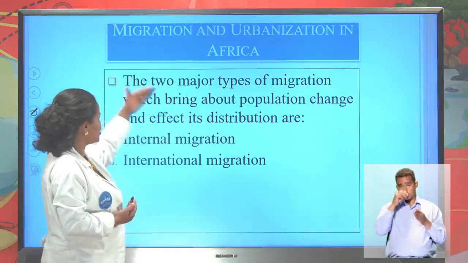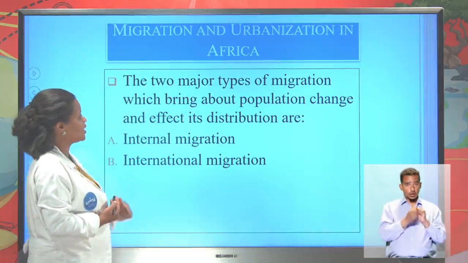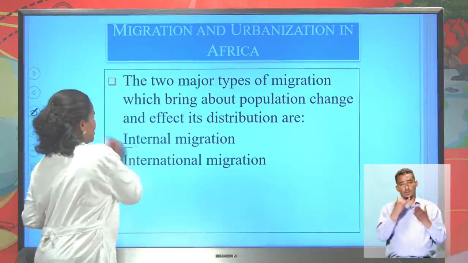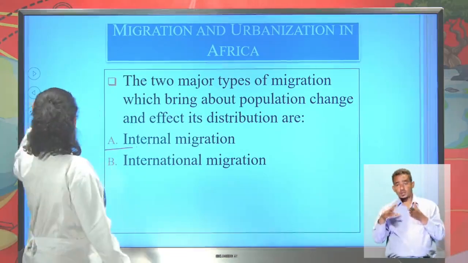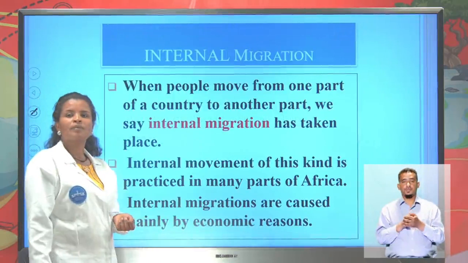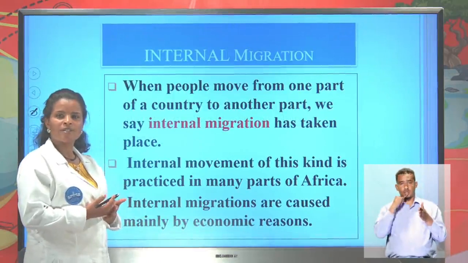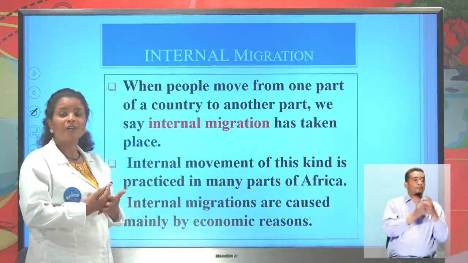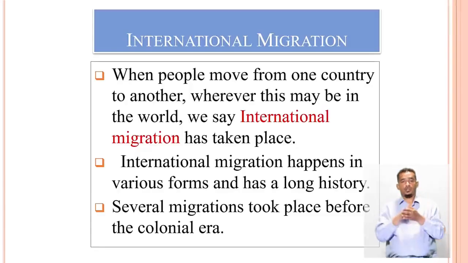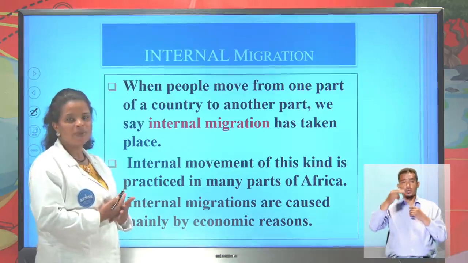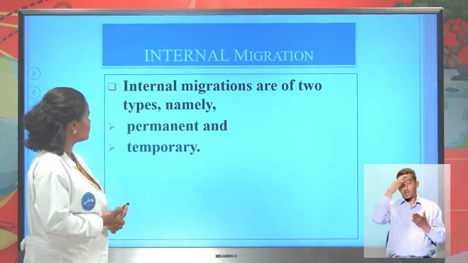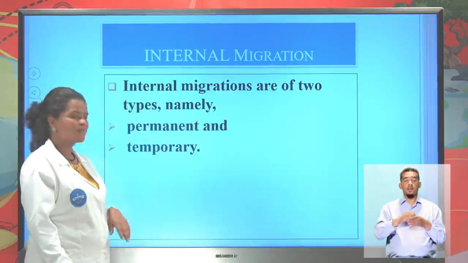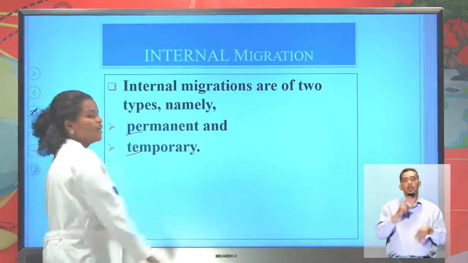The two major types of migration which bring about population change are internal migration and international migration. Internal migration is the movement from one part of the country to another part. We call it internal migration. Internal migration is a common practice in many parts of Africa and is caused mainly by economic reasons. And internal migration is of two types. These are permanent and temporary migration.